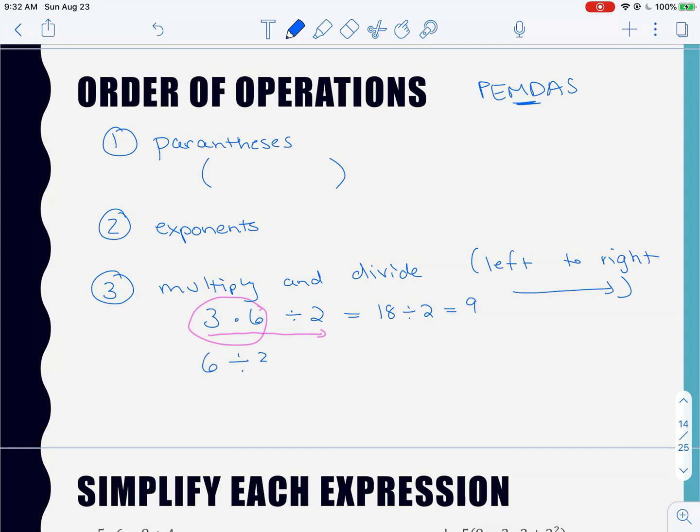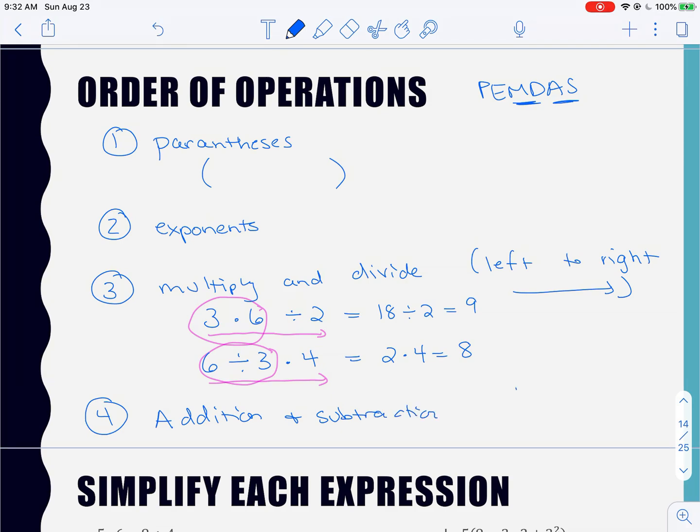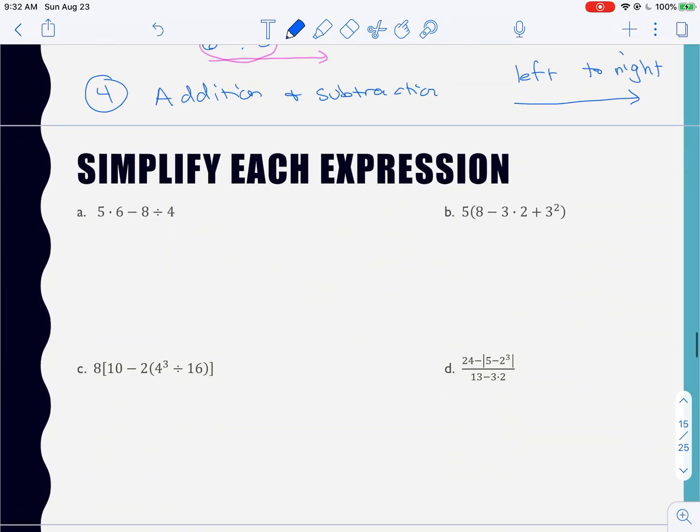If division came first, so let's say I have 6 divided by 3 times 4. Notice this time division comes first. So I'm going to do the divide step first. 6 divided by 3 is 2, and then 2 times 4 is 8. And then the last step in order of operations is the AS, and that step goes together as well, so addition and subtraction. And again, it works the same way as multiplication and division. You're going to go from left to right. So whatever comes first, do first. So if addition comes first, add first. If subtraction comes first, subtract first from left to right.